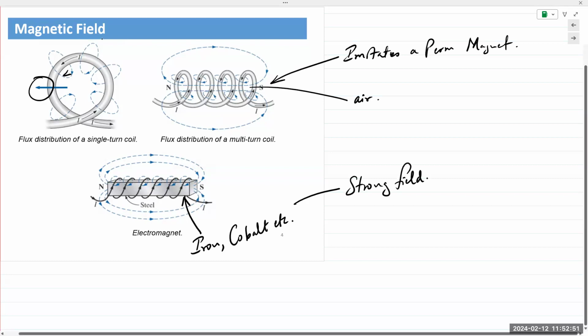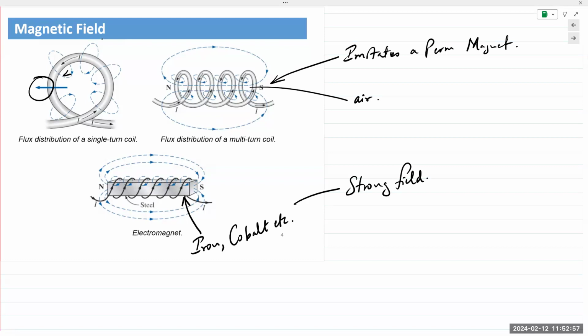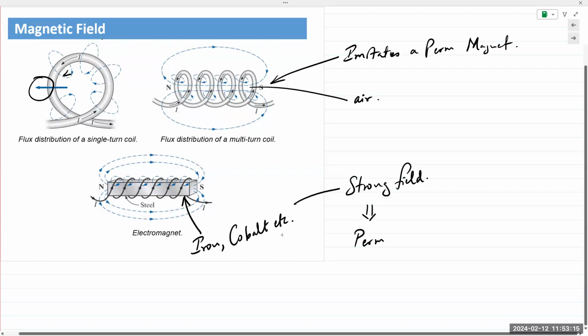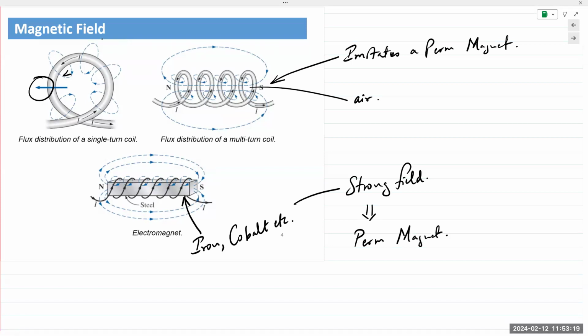And that is the working principle of an electromagnet. You take a large coil with a huge amount of current flowing through it, with a big core of iron material or ferrous material, it becomes a very strong electromagnet or a very strong magnet. Okay. And it can be used in place of a permanent magnet. Right? Permanent magnet.